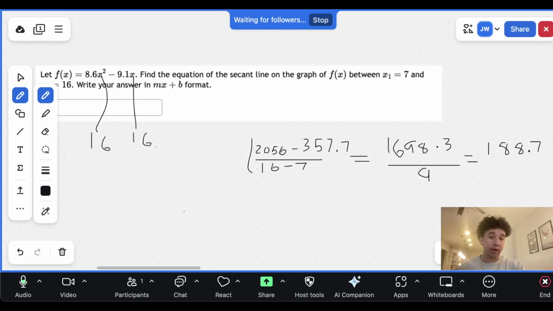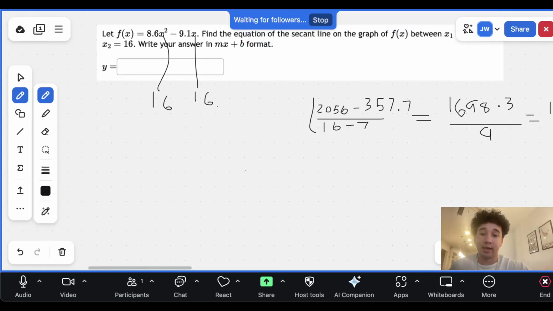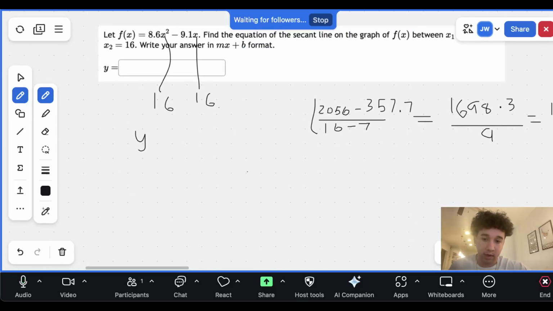Now, from here, I have a point, right? This essentially is a point in and of itself. That's an x and y value. This is also a point in and of itself. That's an x and y value. So I have a point and I have a slope. So I can use point-slope form, which is y minus y1 is equal to m times x minus x1.